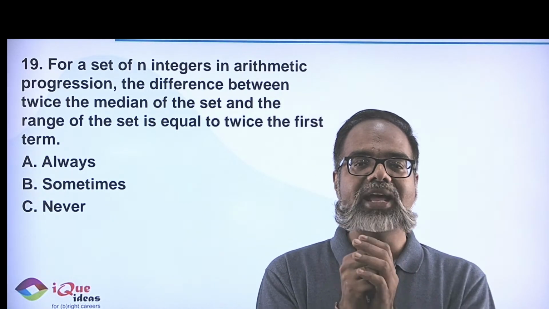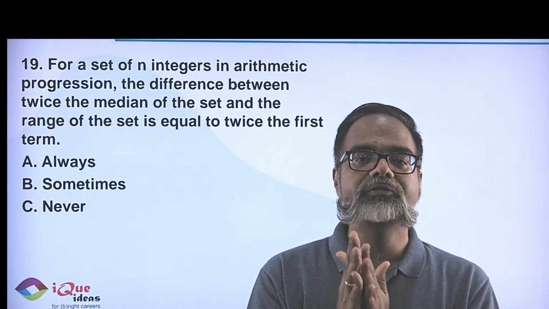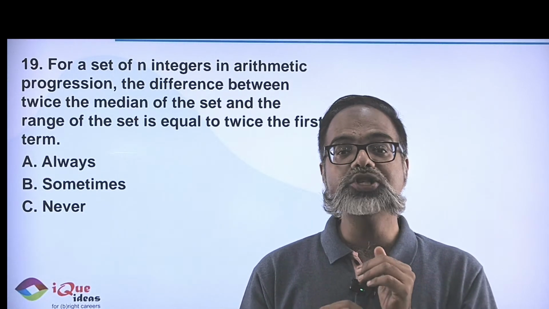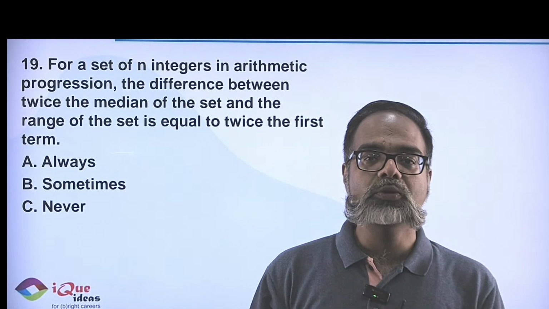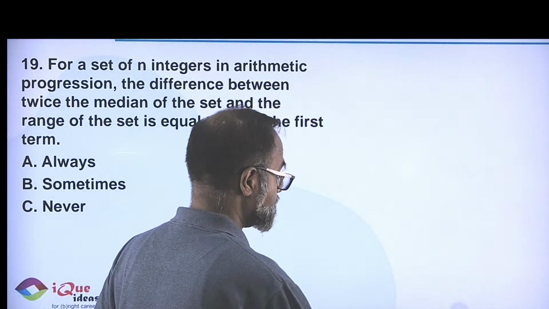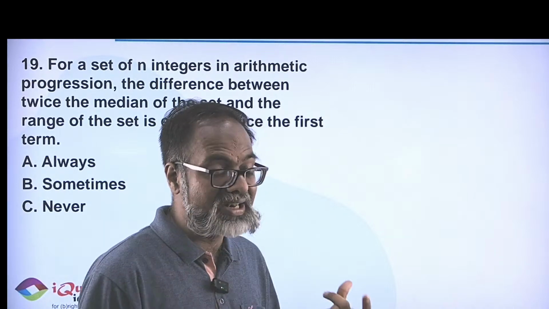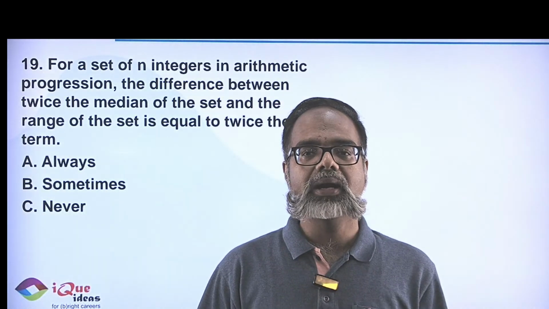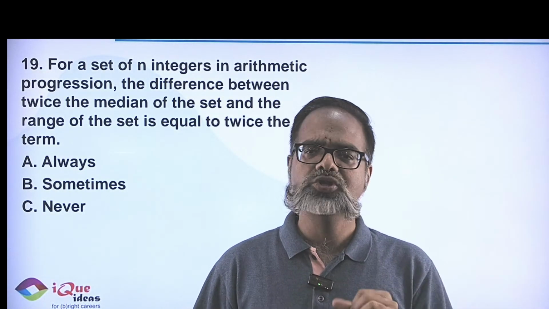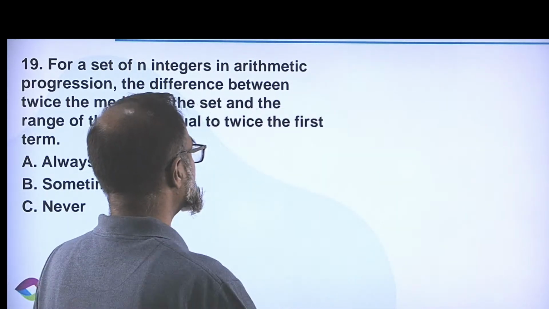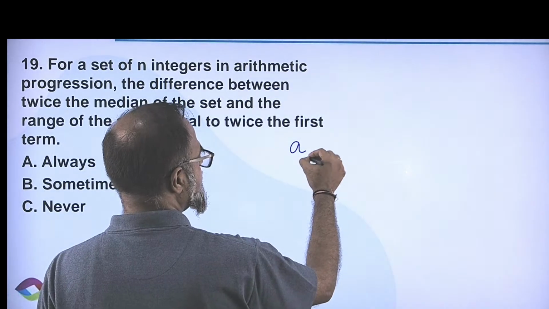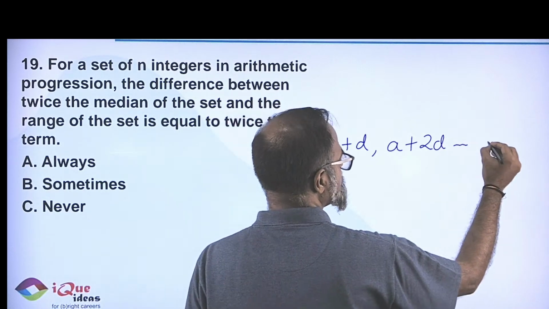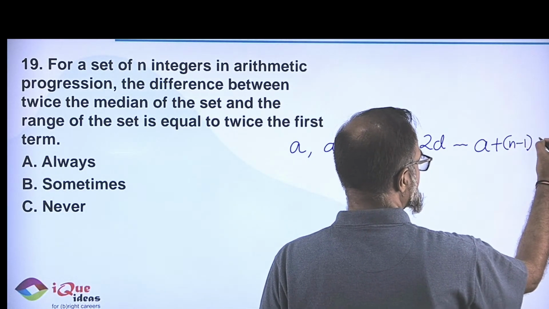Okay. For a set of n integers in arithmetic progression, the difference between twice the median of the set, again median, middle number, and the range of the set, largest minus smallest, is equal to twice the first term. Very interesting. Now, I could take literally a set of numbers in AP. 1, 3, 5 is an AP, 1, 2, 3 is an AP, but I cannot be sure for the always, sometimes, never thing. So we are going to do this formulaically. So let us assume that I have a series, first term a, second term a plus d, third term a plus 2d, so on and so forth. So the last term is a plus (n minus 1) into d.